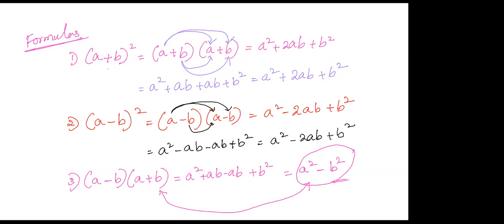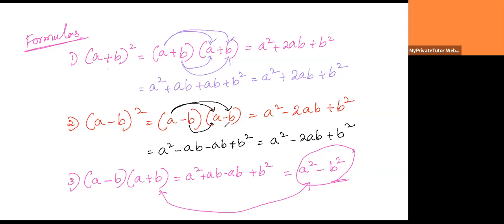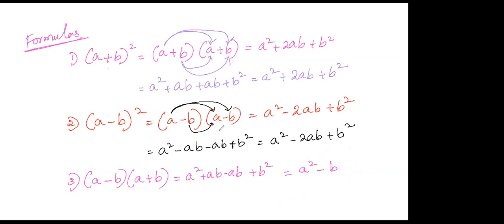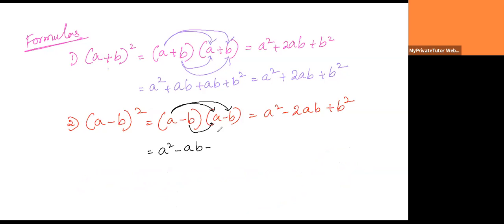Sir, can you explain the second one? The second one, no, second one. Okay, I will delete this. So a minus b whole square: in a sense, you need to multiply a minus b two times. a minus b into a minus b. I hope you understand that.